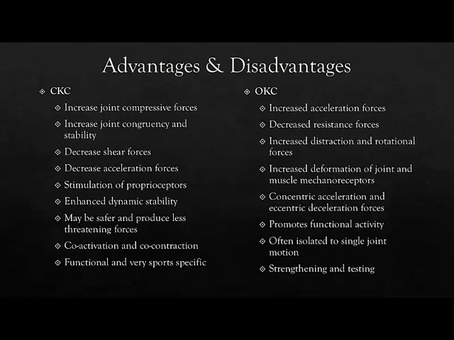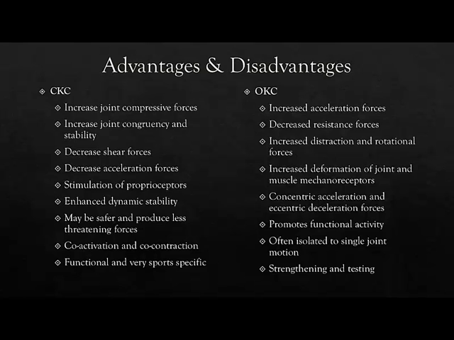Some advantages and disadvantages. Let's start with the closed kinetic chain. It increases joint compressive forces, increases joint congruency and stability, decreases shear forces, decreases acceleration forces, stimulates the proprioceptors, and has enhanced dynamic stability. It may be safer and produce less threatening forces. It includes co-activation and co-contraction of the muscles, and it is functional and very sport-specific.